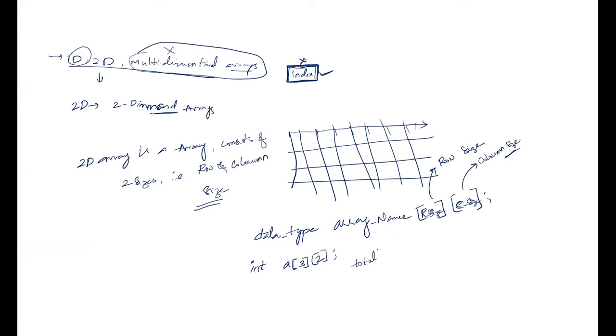So now when I declare int a of 3 by 2, totally 6 variables will be created. So when I say int in one dimensional, int a of 3, how many variables will be created? 3 variables will be created. The 3 variables will be assigned memory, but here 6 variables will be created, or assigned memory. That is how we are going to check: 3 into 2. The 3 rows and 2 columns.